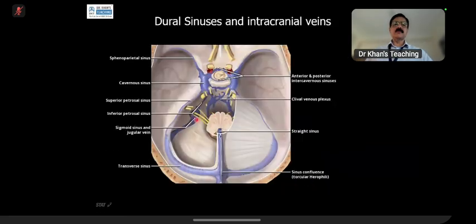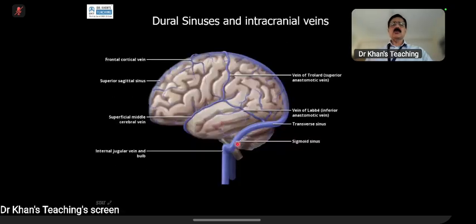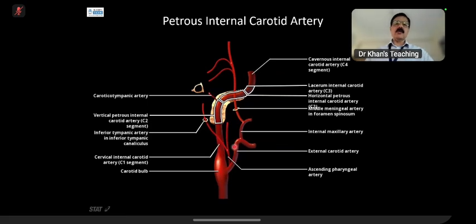Taking it further, if you see here, this is the jugular foramen, and this is the internal jugular vein, which is passing through the foramen. And this is, of course, the transverse sinus, and the sigmoid sinus becomes the internal jugular vein. So this is once again the internal jugular vein. Now, the carotid artery, once again, if you see here, is coming from the neck and passes through the petrous bone. This is the vertical part, and then this is the horizontal part.